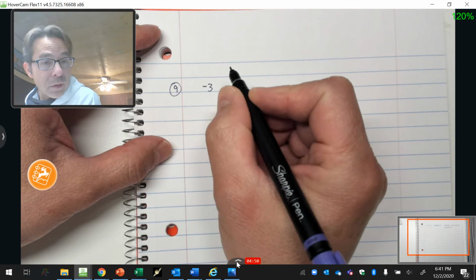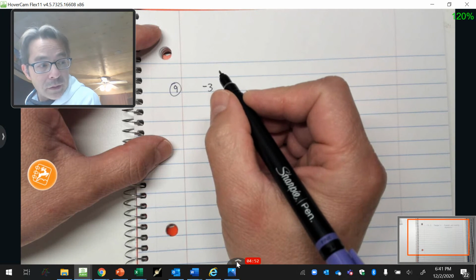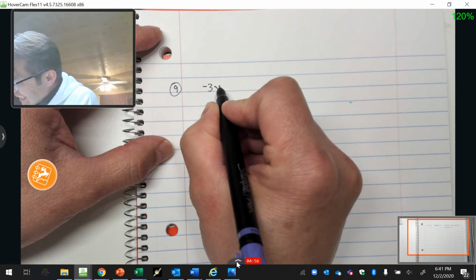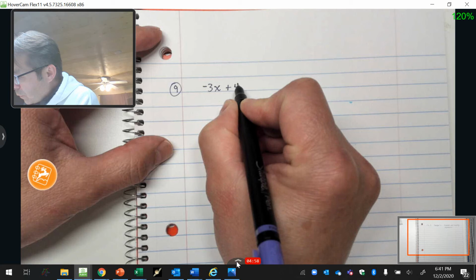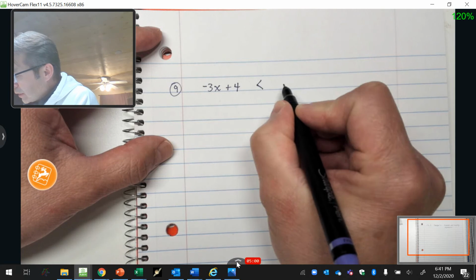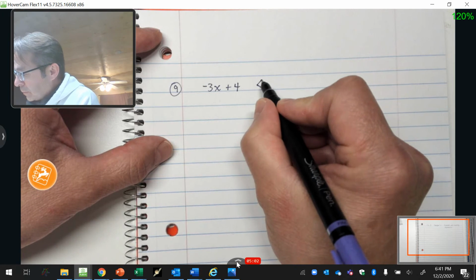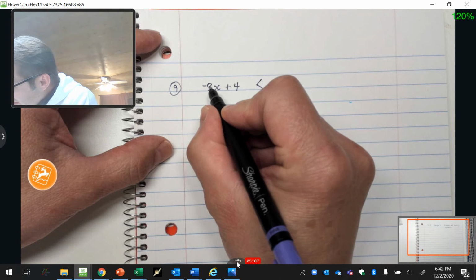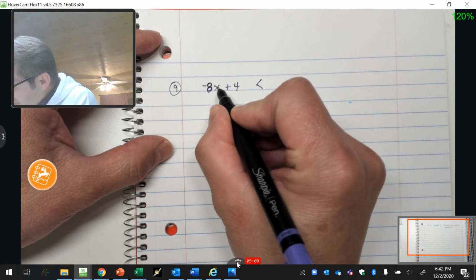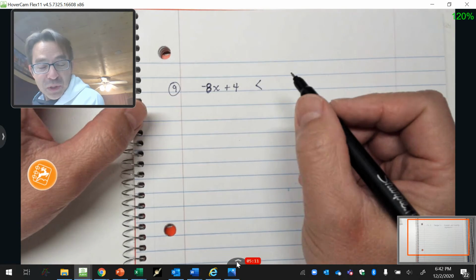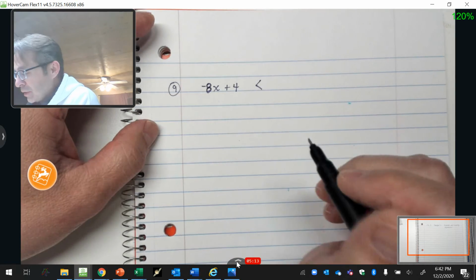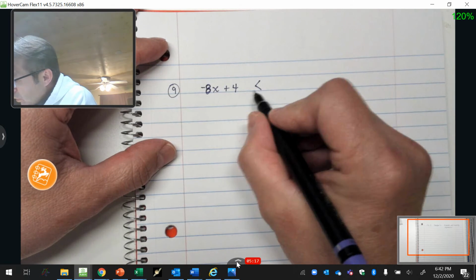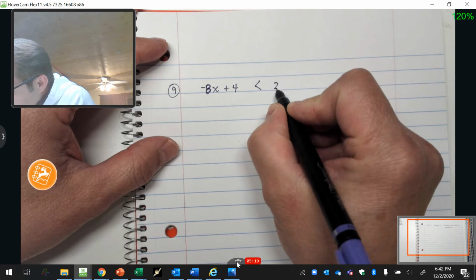-3. So these are more complicated. So -3x plus 4 is less than, should not have chosen a 3. I'll go with 8. There we go. Why 8? Because when you divide by 8, you get a nice decimal. You divide by 3, you don't get a nice decimal. Let's see, we got a 4 there, so naturally, of course, we're going to put a 20 there.